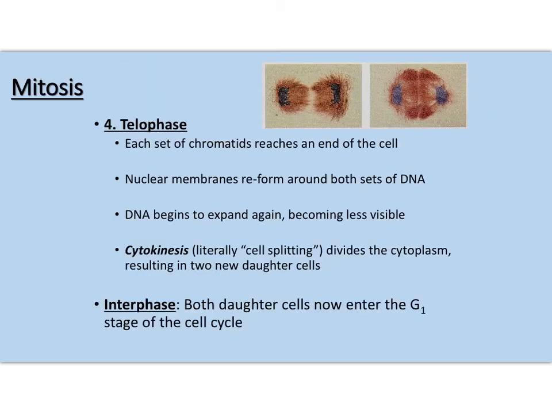Last stage then is telophase. So for telophase, each set of chromatids reaches one end of the cell. A nuclear membrane reforms around each of those, and then as you can see here, the cytoplasm starts to separate in cytokinesis, giving us eventually then two individual cells that again are identical daughters, identical to each other. Then these cells move back into interphase, G1, and we start the whole thing over again.